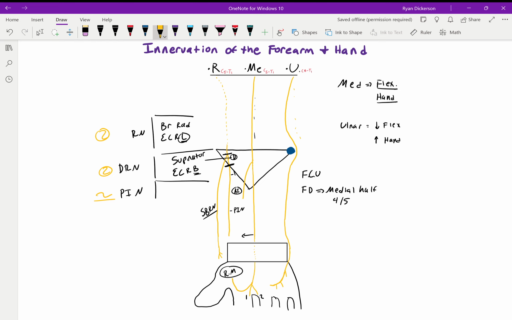And the radial nerve is not doing any of the musculature of the hand, it's just doing sensory innervation to the dorsum of the hand. Okay, so radial nerve only doing sensation to the dorsum of the hand, and that's via that superficial branch of the radial nerve. And with that, that's a quick drawing and overview of the innervation of the forearm and hand.